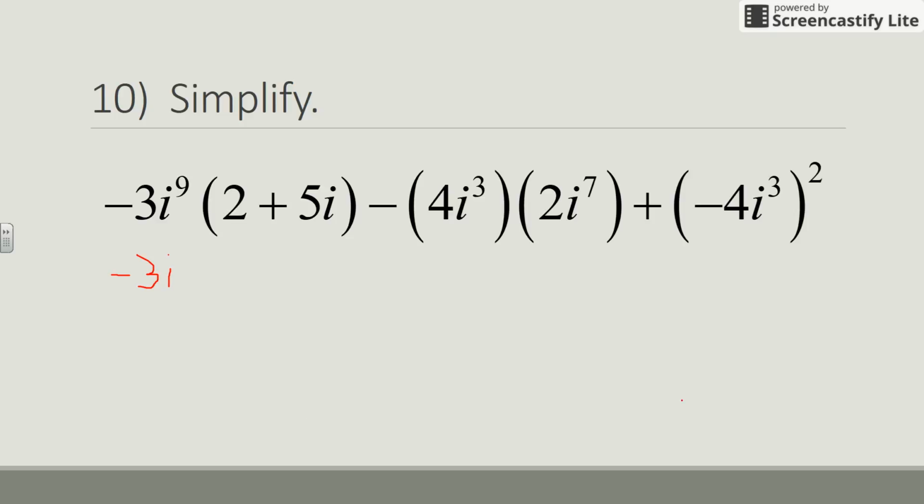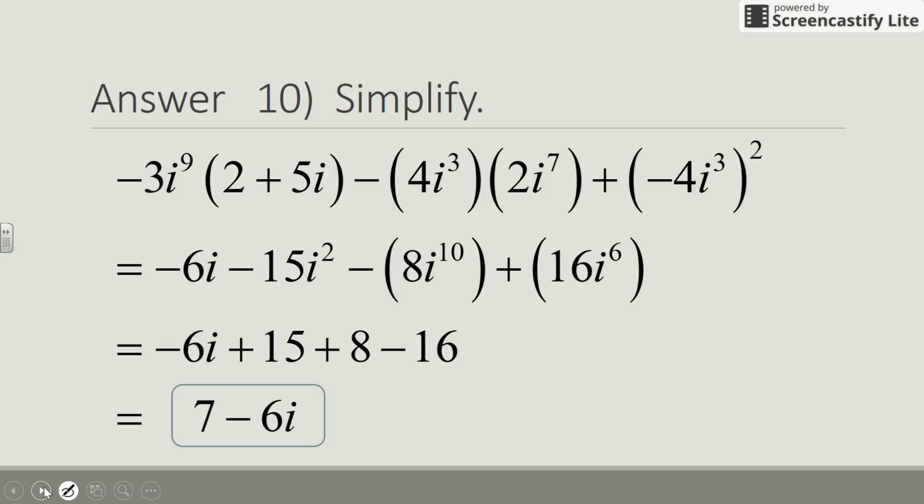Remember that our imaginary number rules say we have i, and then i squared is -1. i to the third is i times -1, so -i, and i to the fourth is 1. And it always repeats. So 2i to the seventh, I can take out an i to the fourth, it leaves me with i to the third. So 2i to the seventh is the same as -2i. And then you simplify.